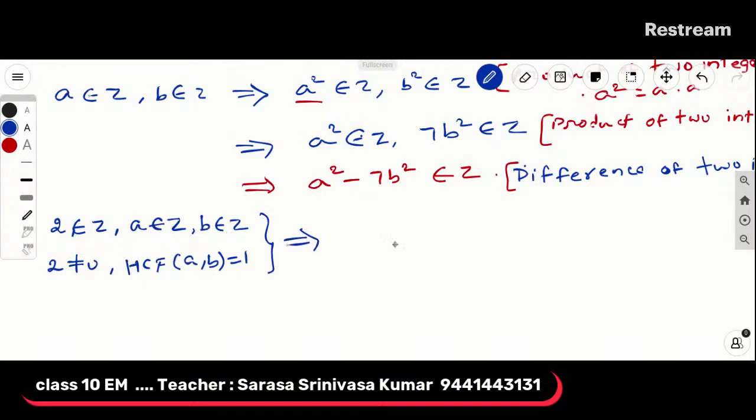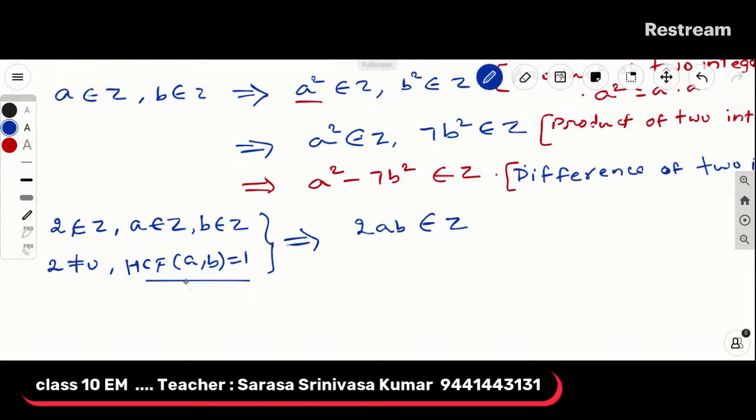From these concepts we can decide that 2ab is an integer. 2ab is an integer, and since 2 is not equal to 0 and highest common factor of a and b equal to 1, the highest common factor of two numbers is equal to 1 only when a and b are not equal to 0. So both a and b are not equal to 0.